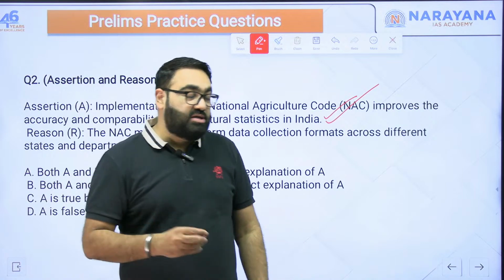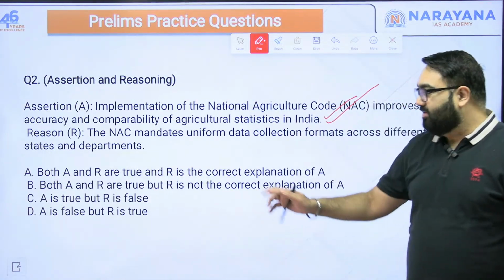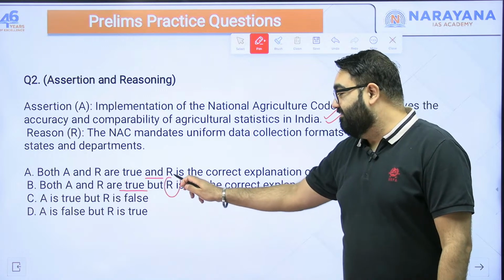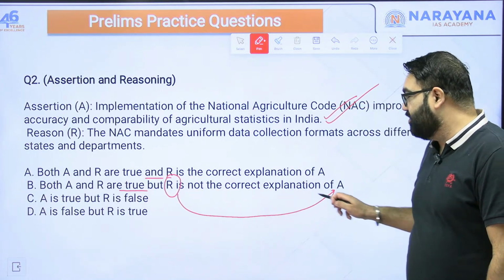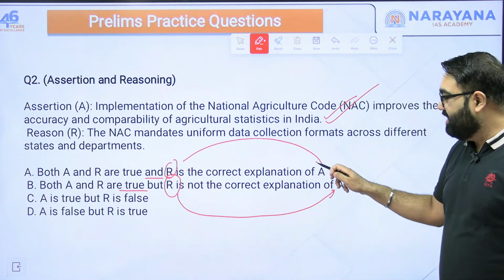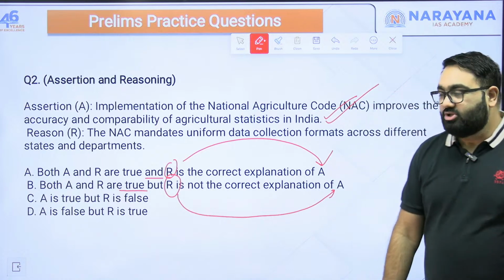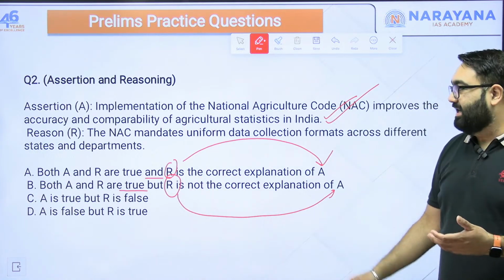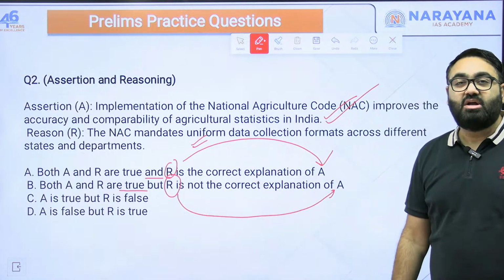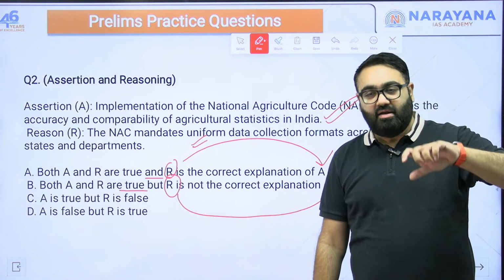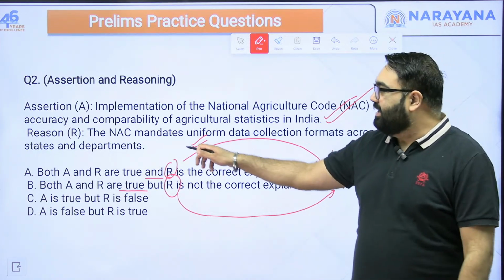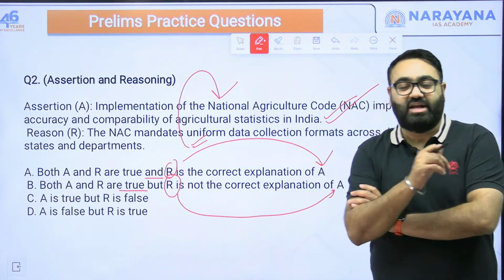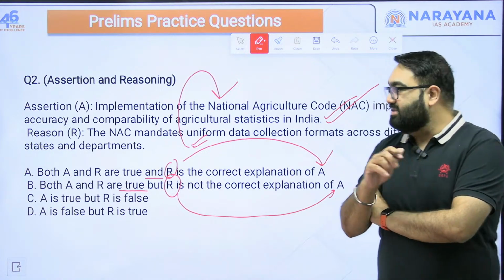So second is correct. Not just that it is correct, you also have to tell, if you look at the first and the second options here, both of these are true, but you also have to say whether reason is the correct explanation of assertion or not, because just identifying both these statements as true will not give you the answer. So does reason justify the assertion, or does it explain the assertion? Yes. The reason again is that because they are being asked to collect all that data in one single format without any deviation, that is why it will be able to implement this with accuracy and comparability, or comparability will be ensured across the entire country.